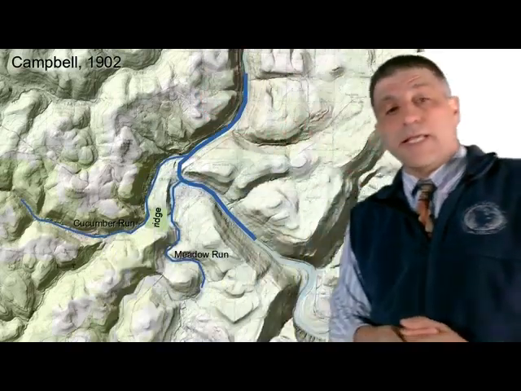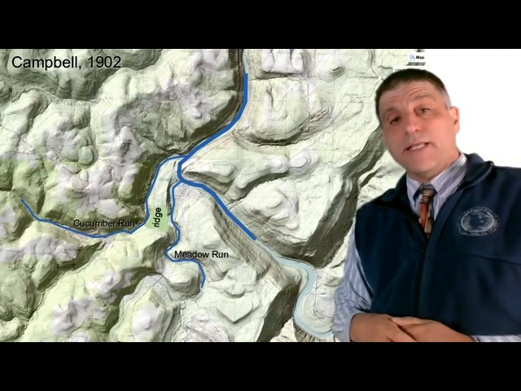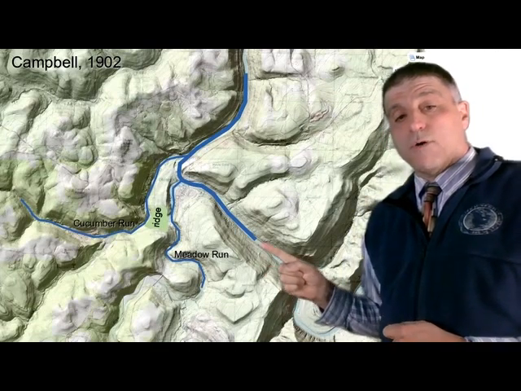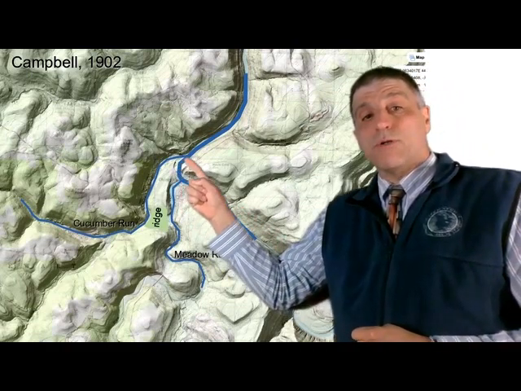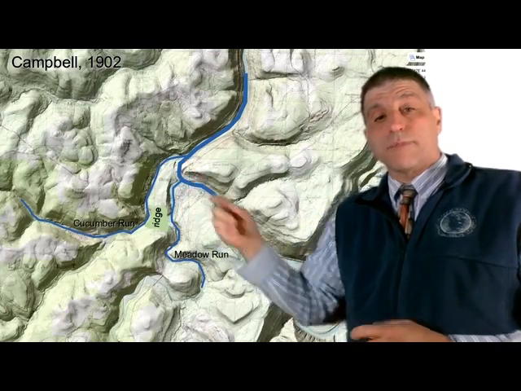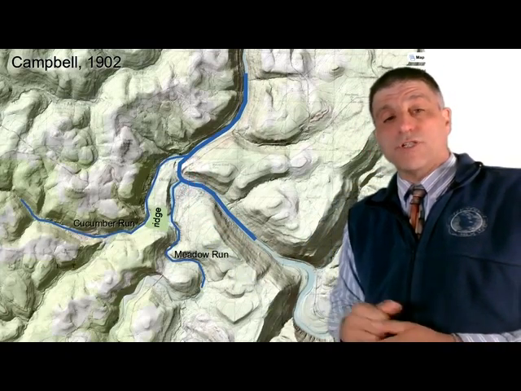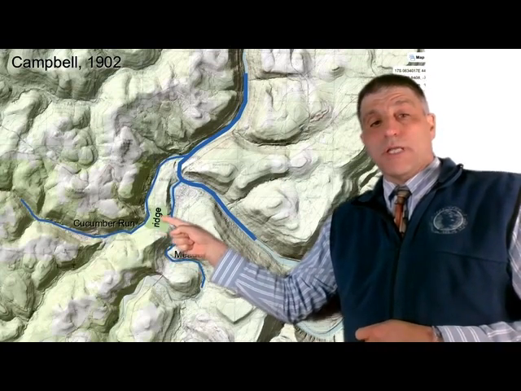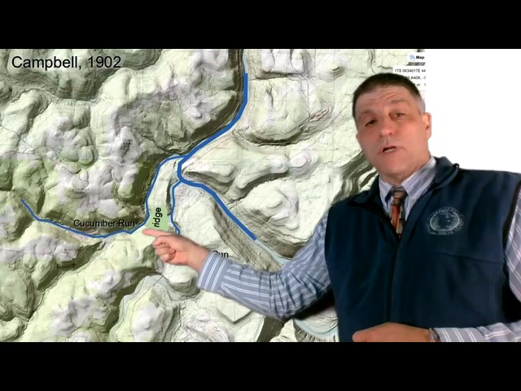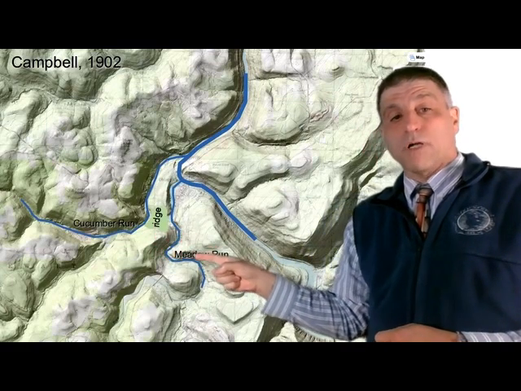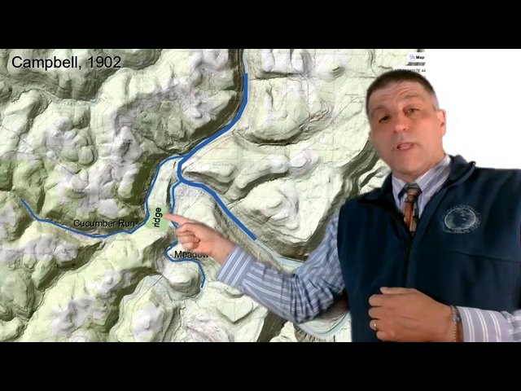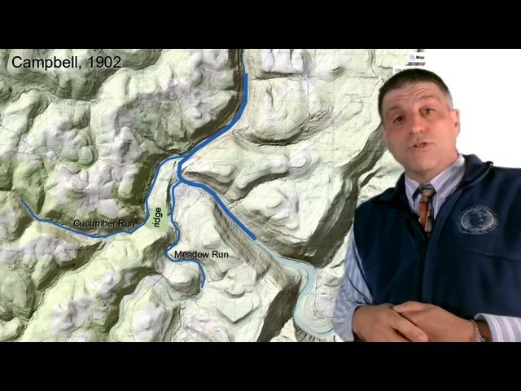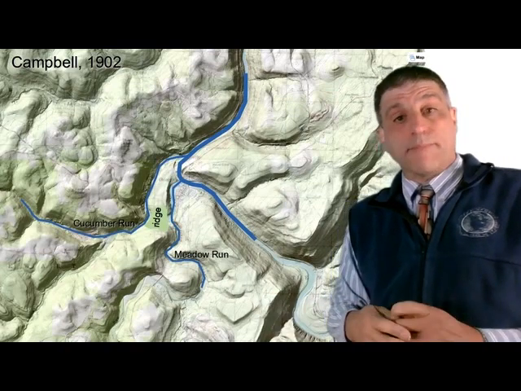So what Campbell would say about the formation of Ferncliff is that originally the Youghiogheny River was flowing north up towards Ohiopyle, and it continued flowing north without actually going around Ferncliff. So at some time in the past, Campbell envisioned that there was a ridge here between Cucumber Run to the left and Meadow Run right here to the south. And this ridge is ultimately going to be breached to actually make the meander loop that we see today that makes the Ferncliff Peninsula.